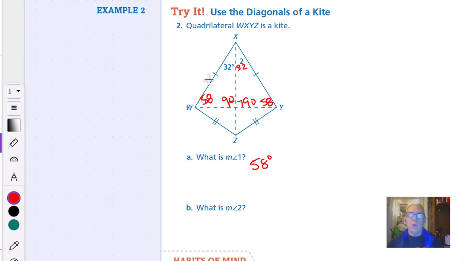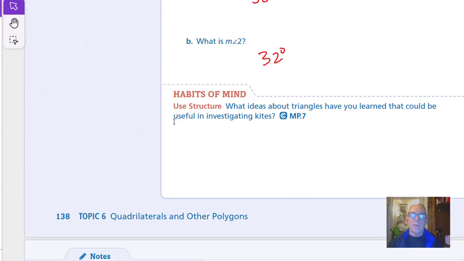Or we could have done this shortcut. This diagonal bisects this big angle. If this piece is 32, this piece has to be 32. So I kind of did it the triangle sums way, but by definition, the major diagonal bisects the vertex angle. So if half the vertex angle is 32, the other half must be 32. Let's move on.